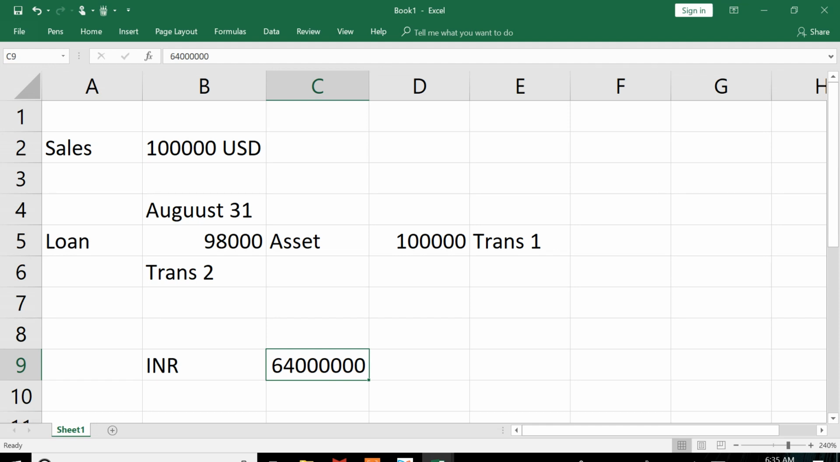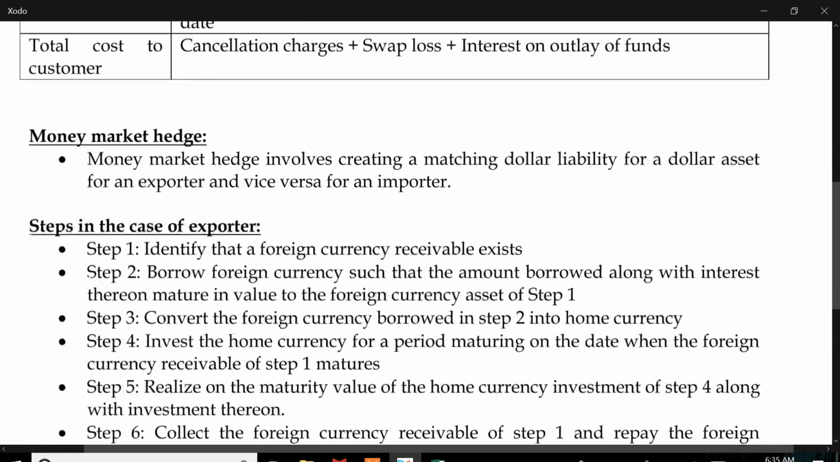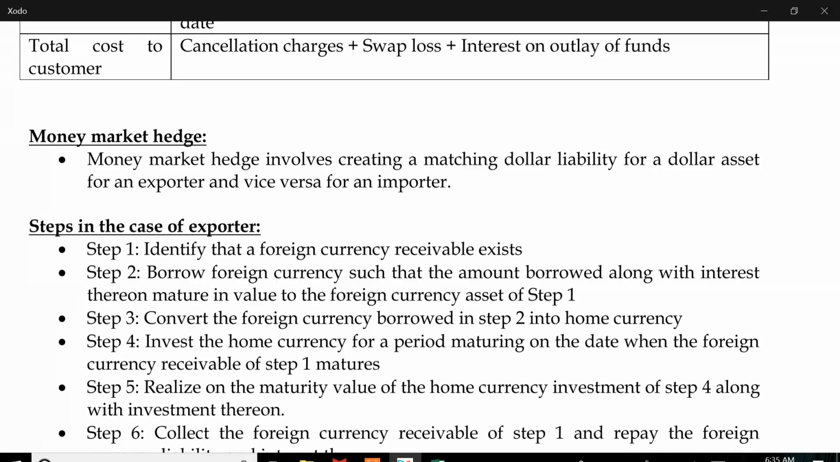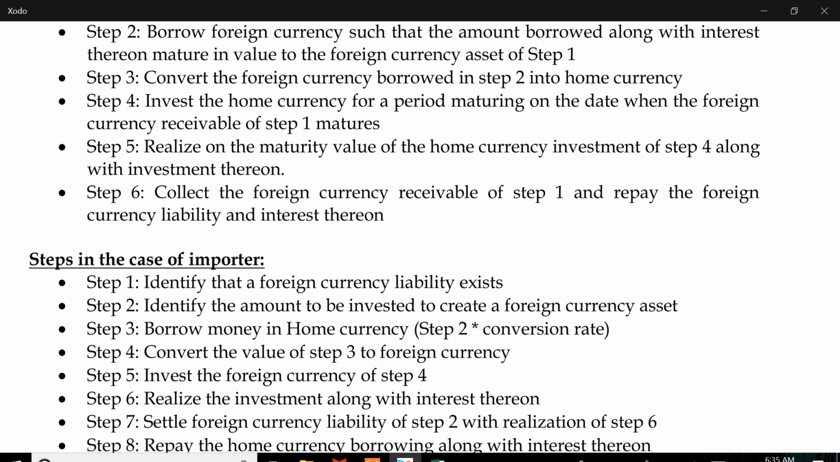You are trying to create a matching asset for a liability or a matching liability for an asset. The moment you have created this, you are nowhere bothered whether currency moves up or currency comes down. Clear? Any doubts in this? This is a broad thing which we do in a money market hedge. Money market hedge involves creating a matching dollar liability for a dollar asset for an exporter and vice versa for an importer. Steps in case of exporter and importer both are given. We'll directly do it in the problem. I'm going to directly solve it in the question.